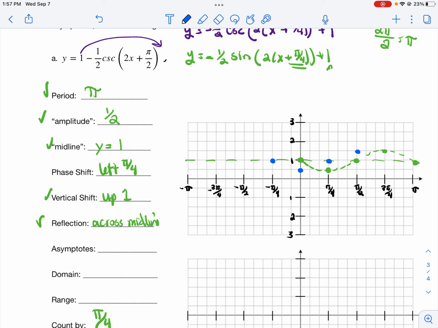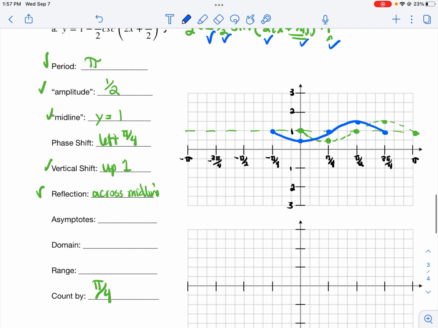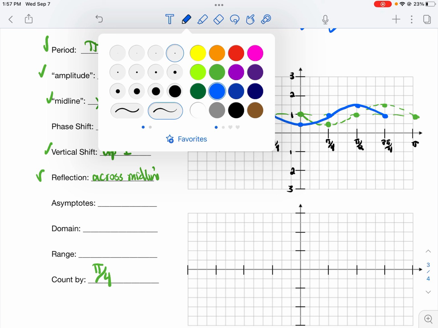And this is now my sine function. So this is my sine function dealing with all the transformations. Okay, so I got all the transformations of the sine function. So to get my final graph, I'm going to go down here.